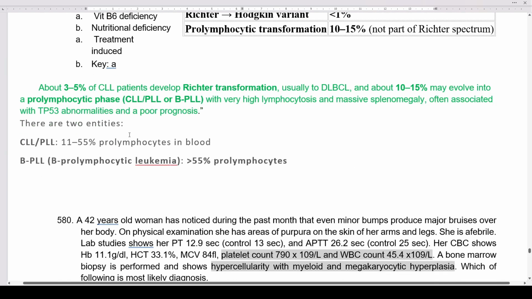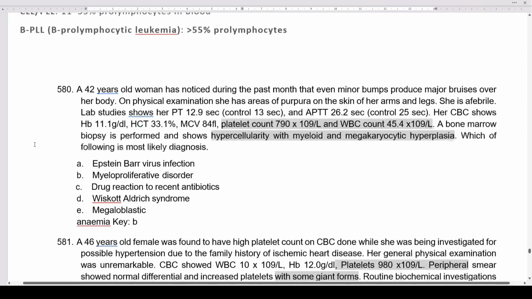And what is CLL, PLL? In that case, 11 to 55% there will be prolymphocytes, bigger lymphocytes with a prominent nucleolus in the blood, and if the prolymphocytes are more than 55%, then it is BPLL. If you do the immunophenotyping here, FMC7 will become positive, CD20 will be strongly positive, and surface immunoglobulin will also be strongly positive, which was weaker in CLL. So just remember this concept.